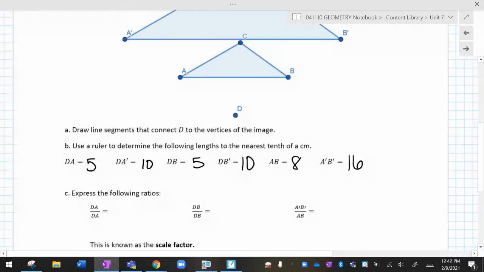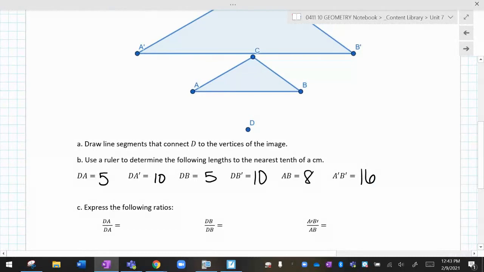So was I correct? Did we dilate this with a scale factor of 2? I'm pretty sure that I did. This should say DA prime and DB prime. If it does not on yours, write it. I think that's just a formatting issue. If I express DA prime to DA, that would be 10 to 5, which is really 2 to 1. DB prime to DB is 10 to 5, which is also 2 to 1. And A prime B prime is 16 to 8, which is 2 to 1.